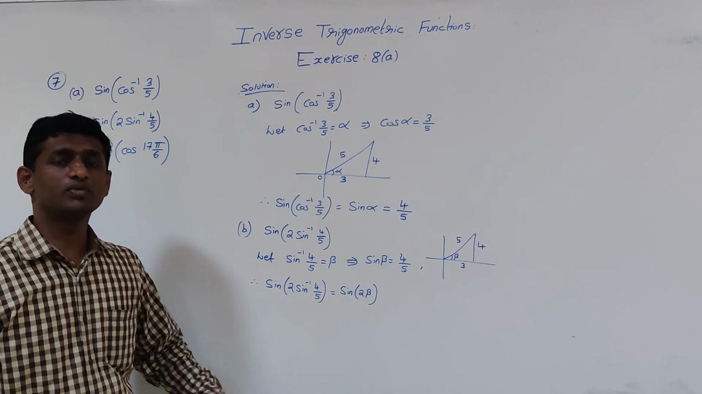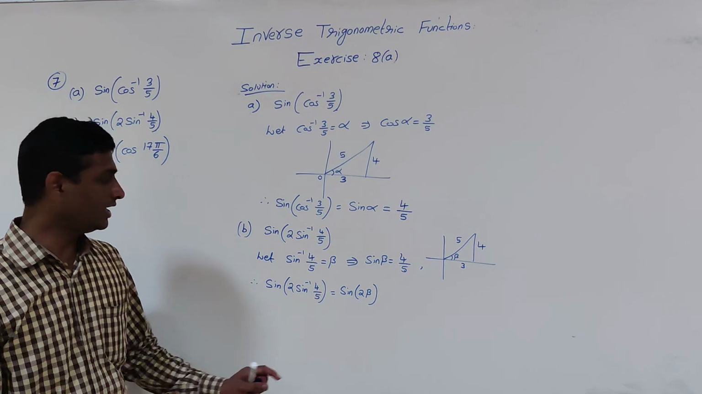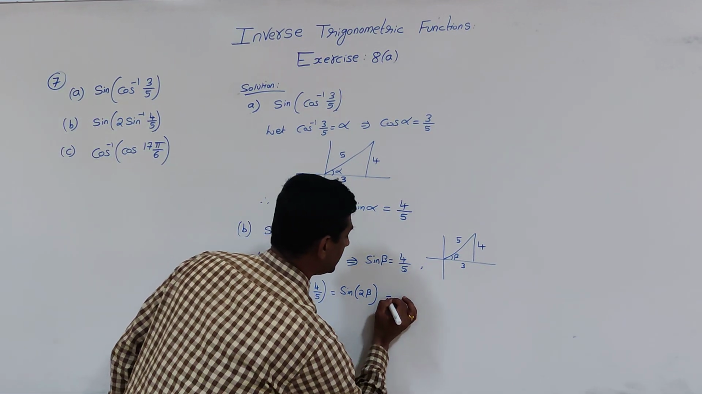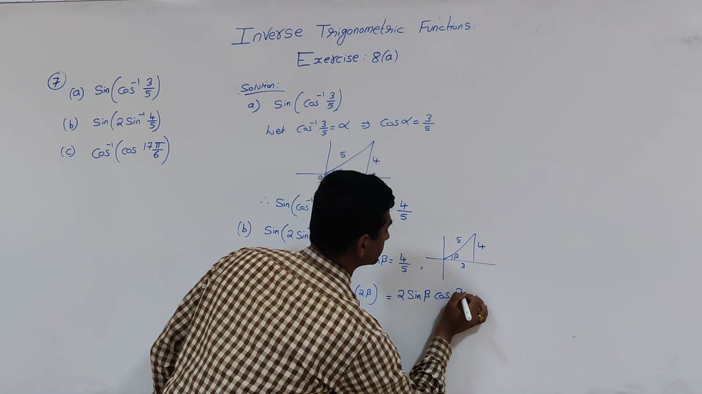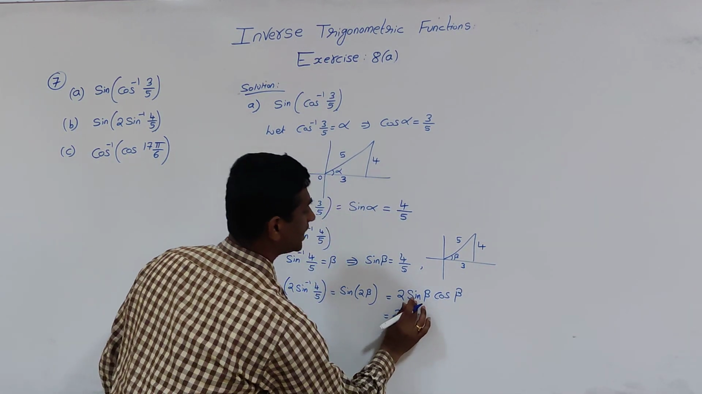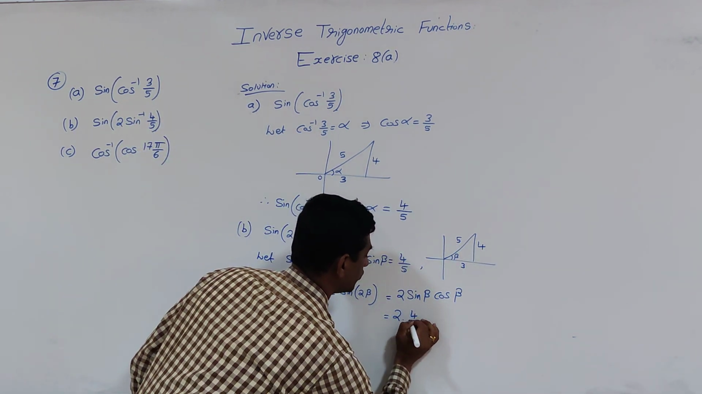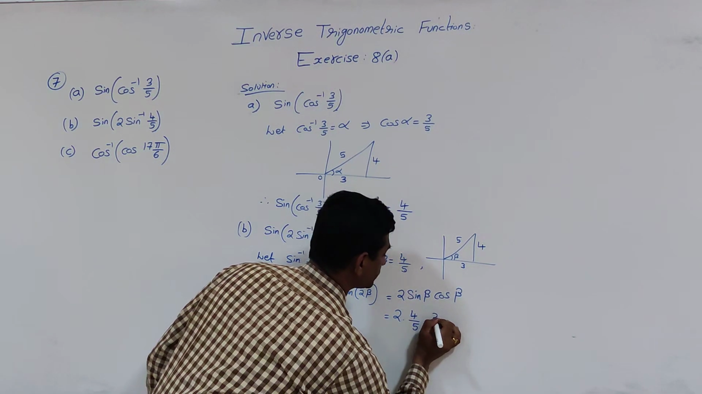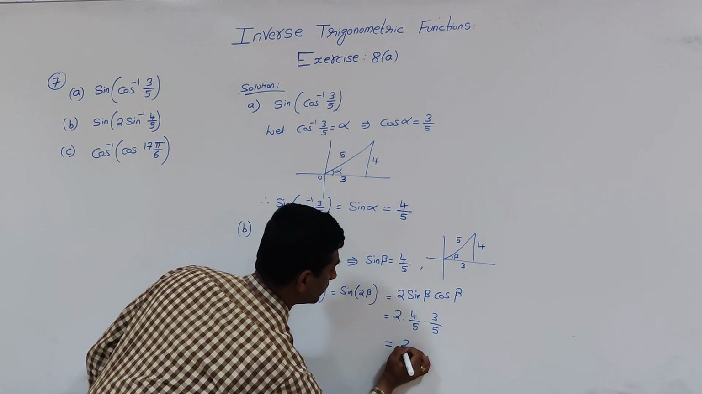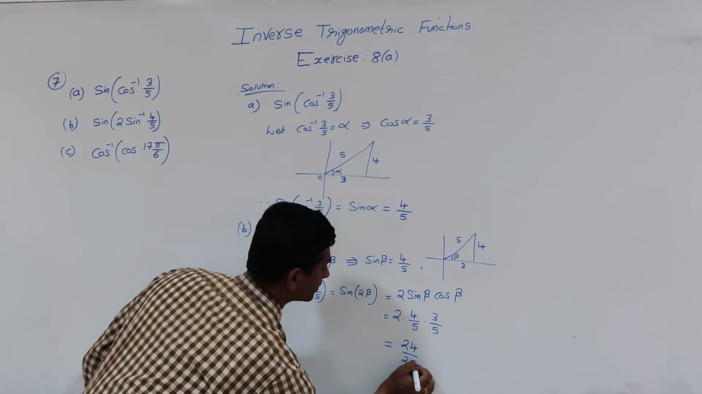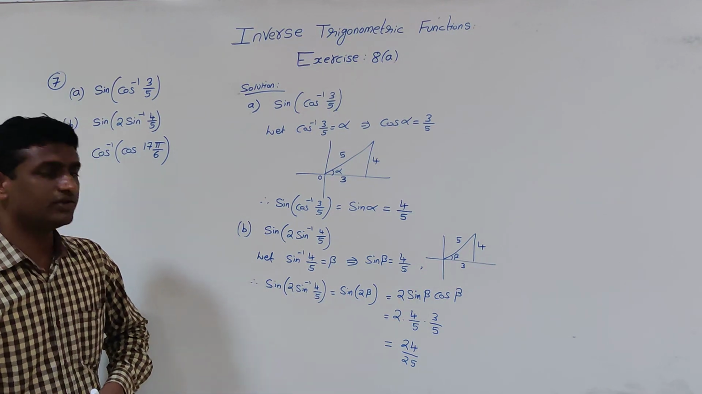So what is the formula for sin 2 theta? 2 sin theta cos theta. In the same way, sin 2 beta will be 2 sin beta cos beta. So 2 into sin beta, which is opposite side by hypotenuse, 4 by 5, and cos beta is 3 by 5, which gives 24 by 25. So sin of 2 sin inverse 4 by 5 will be 24 by 25.